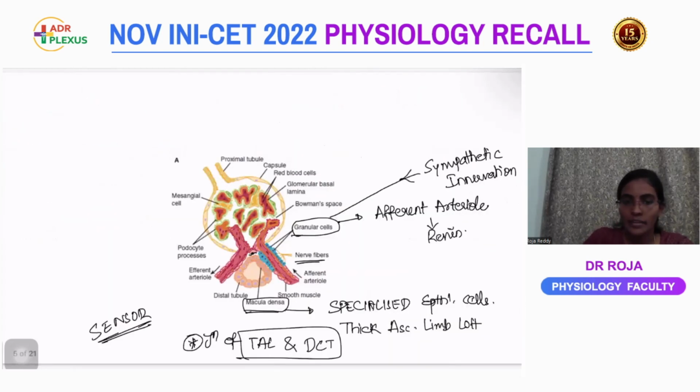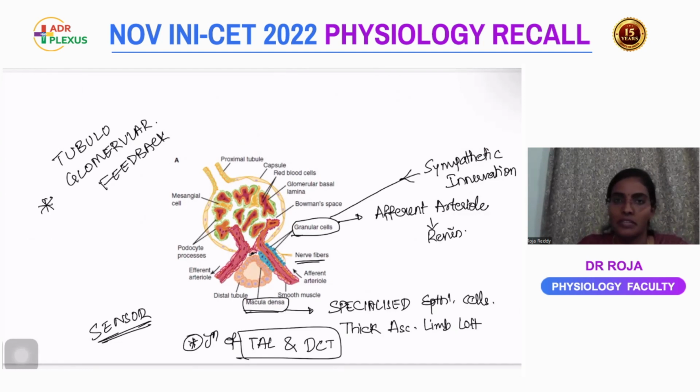Now the function of these cells or this juxtaglomerular apparatus is mainly in the maintenance of the tubuloglomerular feedback. So that is the function of the JG apparatus. Okay?